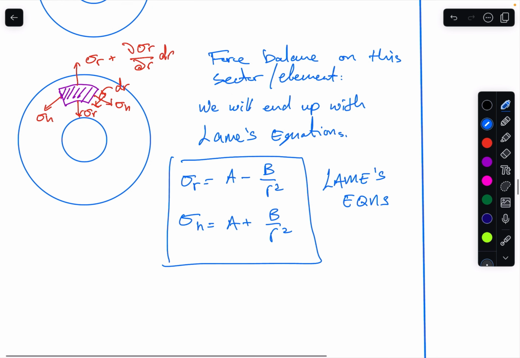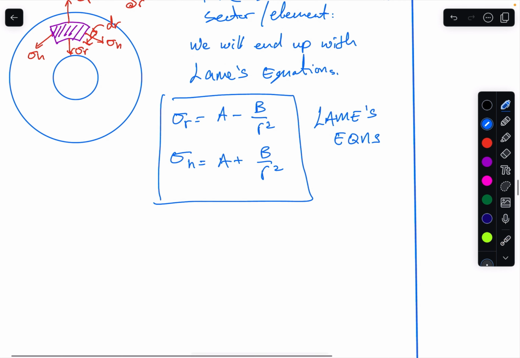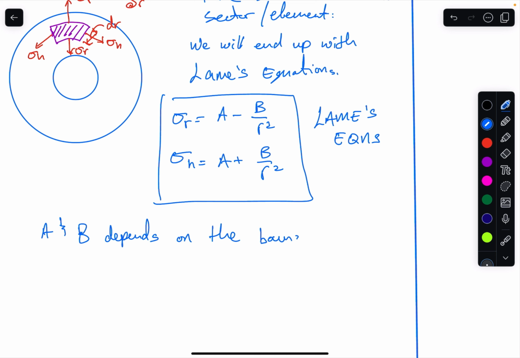Then we're going to show how we use these equations to calculate the stress, sigma h. You notice we have a and b, though, so it's not a normal formula like PD over 2t. You have constants a and b, and the values of a and b depend on the boundary conditions of the problem. We're going to take a look at that in the next short video.